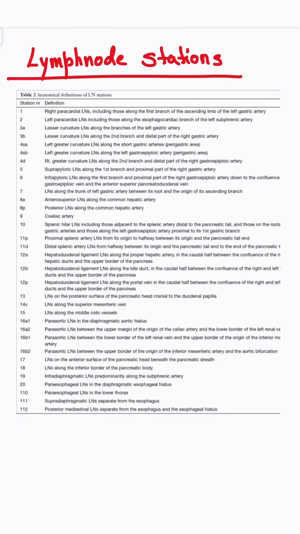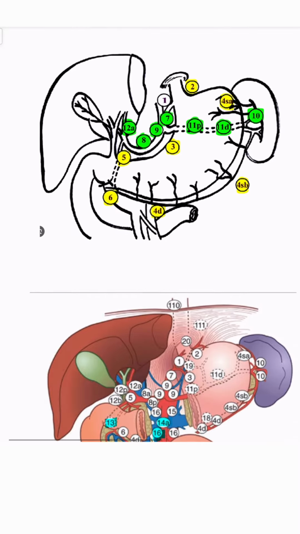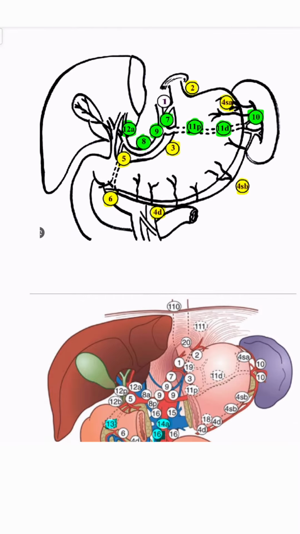Hello guys, today we will quickly recap the lymph node stations around the stomach. Starting with this diagram, you can see this is the first lymph node. This first lymph node is the right paracardiac lymph node. Second lymph node is the left paracardiac lymph node. Third lymph node is along the lesser curvature of the stomach.